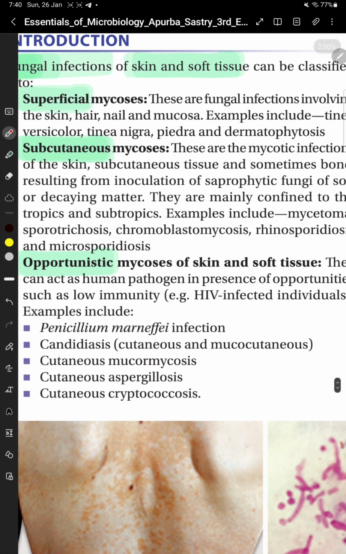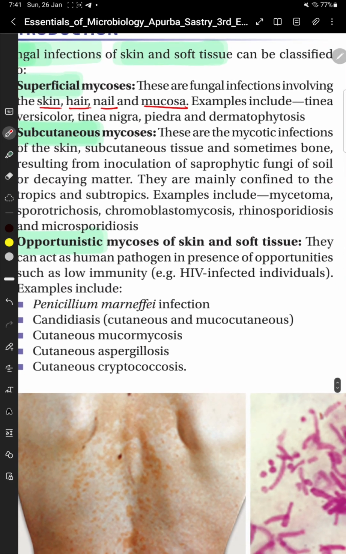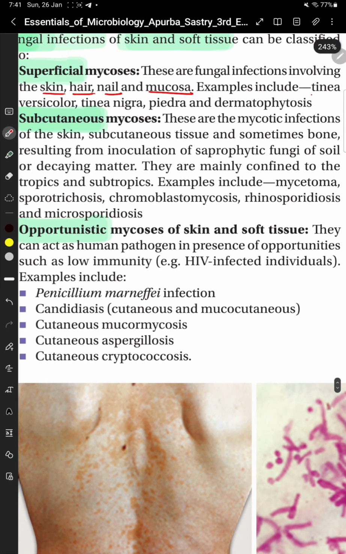Superficial mycosis: these are the fungal infections involving skin, hair, nail, and mucosa. Examples include tinea versicolor, tinea nigra, Piedra, and dermatophytosis.